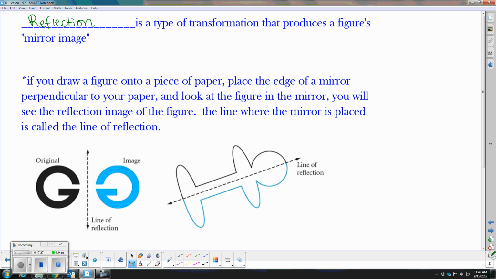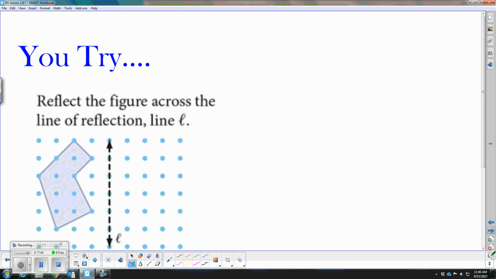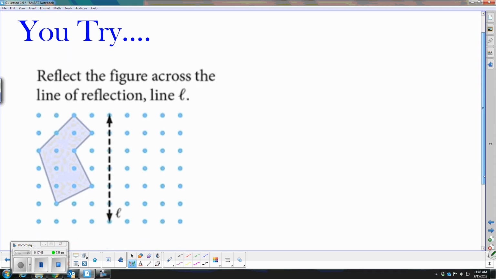And the line where the mirror is placed is called the line of reflection. So this image here is our line of reflection. The G here, this is our line of reflection. So we have our original, and then we have our reflected image. So now you try with a reflection. How would you see it if you placed a mirror along line L, which is the line of reflection?